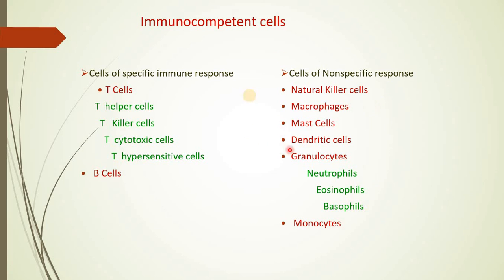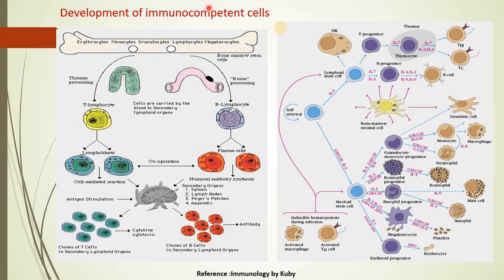So this is the comprehensive slide showing what we have understood till now about immunocompetent cells across all the different lectures. There are two different types of immune cells showing specific and non-specific responses. The cells of specific responses include T cells and B cells, whereas non-specific cells include natural killer cells, macrophages, mast cells, dendritic cells, and granulocytes, which include neutrophils, eosinophils, basophils, and monocytes, right? Now, this is an overall view of what we have studied till now.